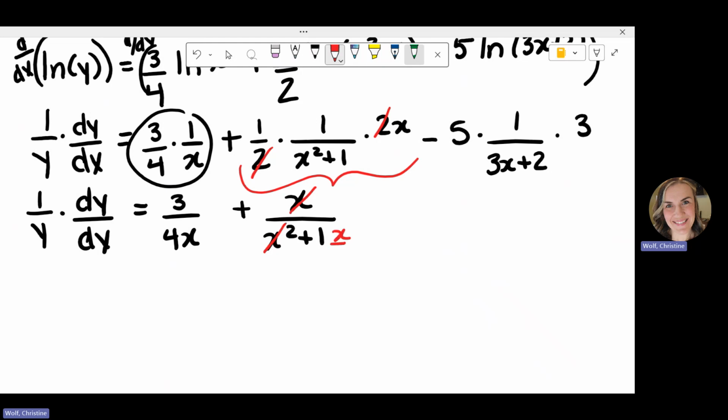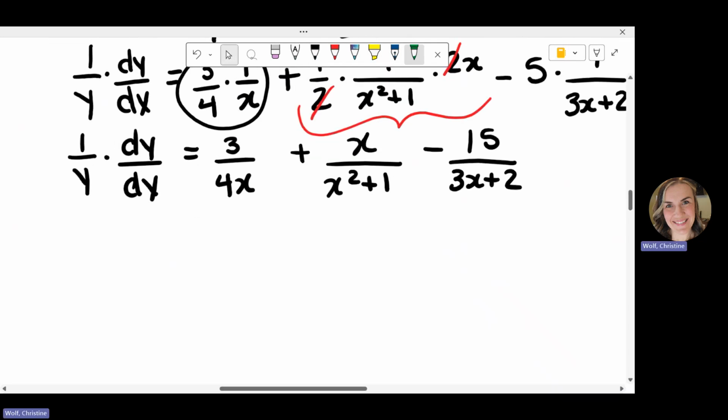Do my guys remember me saying all or nothing? You can't just pick and choose 2 out of the 3 terms to reduce like that. It's got to be all of them or you can't do it. Okay. And then here you have a minus. Nothing can cross off. 15 over 3x plus 2. All right, that's a little bit cleaned up.